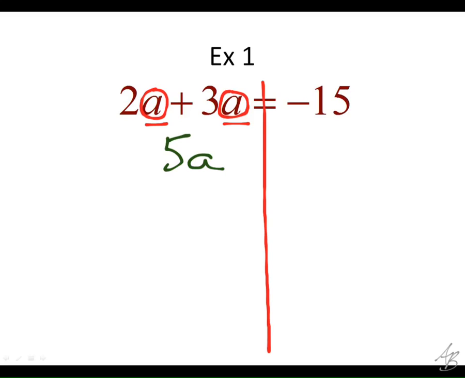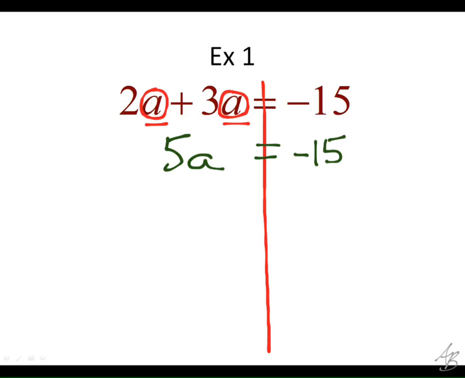And then on the right side, since we didn't really change anything on the left, we just combined stuff, we don't have to change anything over here either. It's not like I added 2a to this side of the equation, or I added 3a to this side of the equation. This is the same thing as 5a. So I'm going to bring the same thing down here, which is negative 15. So when I combine like terms, I don't have to add something on both sides. I just combine the like terms on each side.